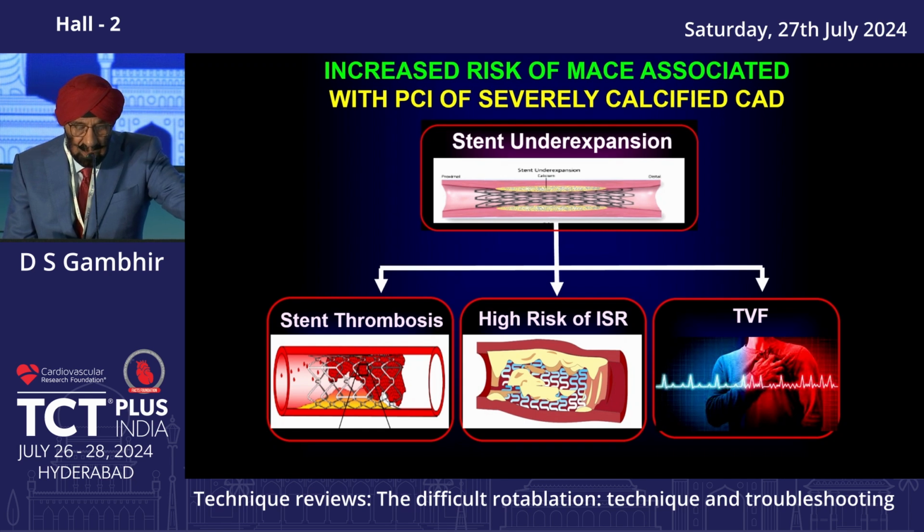It is also very well established that patients who have severely calcified coronary artery disease and undergo PCI have an increased risk of major adverse cardiovascular events when the stent is underexpanded. The commonest cause of underexpansion of the stent is moderate to severe calcification. If the stent is underexpanded, it can lead to stent thrombosis and, as you all know, a high risk of in-stent restenosis and target vessel failure.